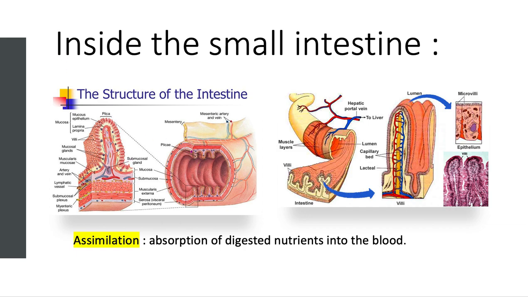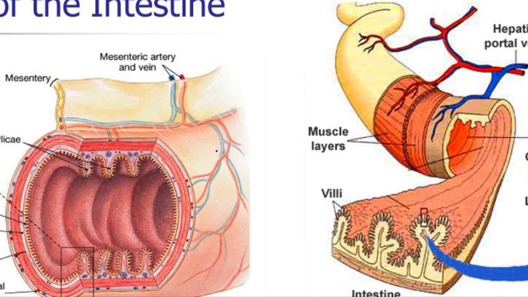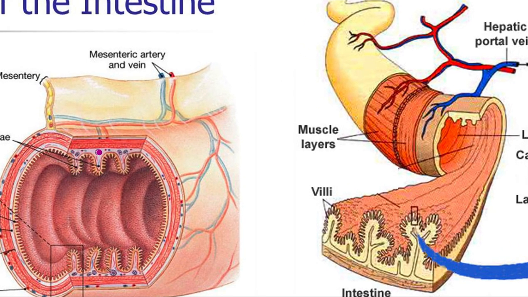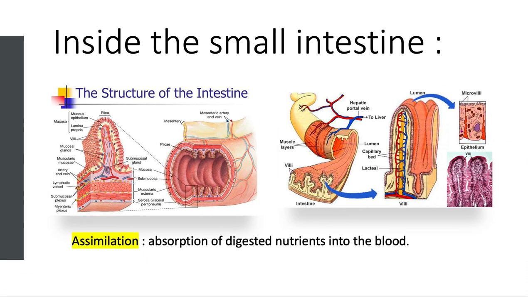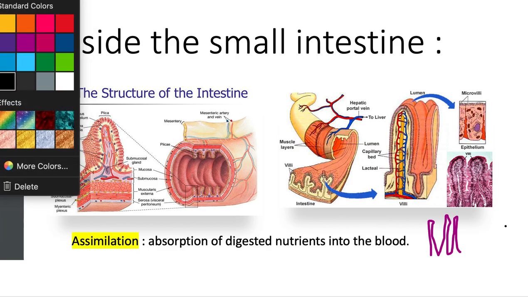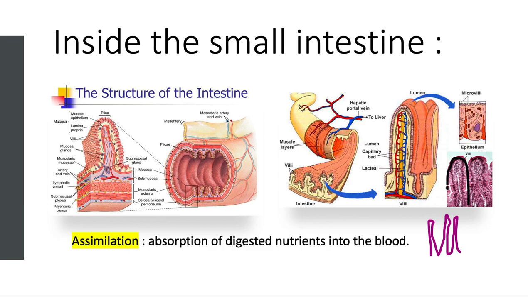Absorption, how does that happen? There are these tiny structures inside the small intestine, which I can show you right here. These structures inside the small intestine are called villi. So this is what villi look like. That's like one villus, and this is the other villus.